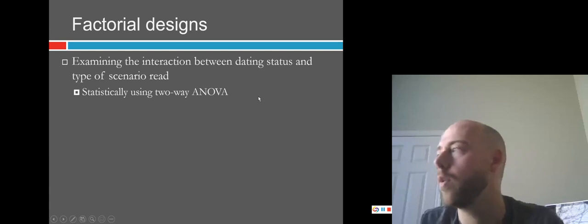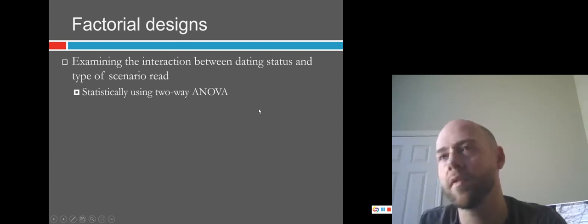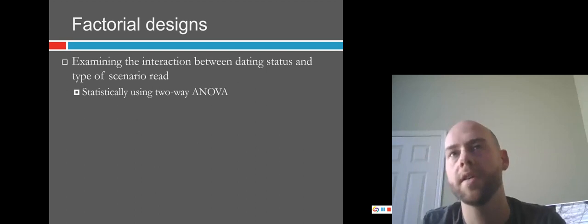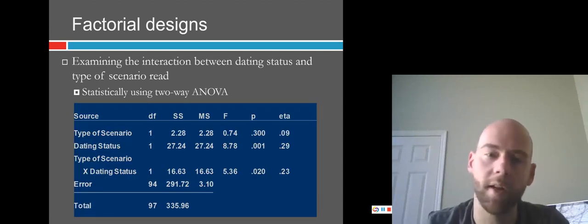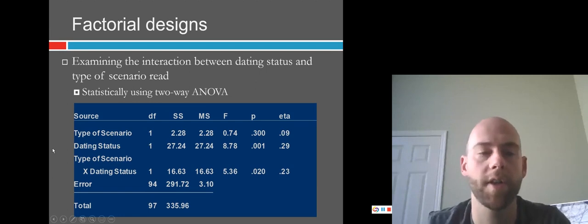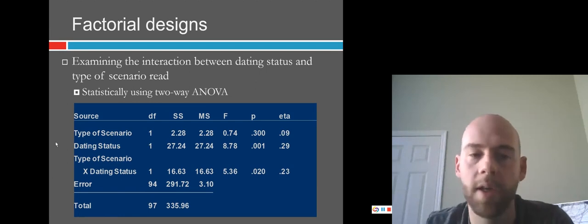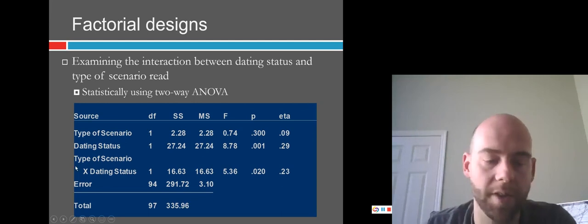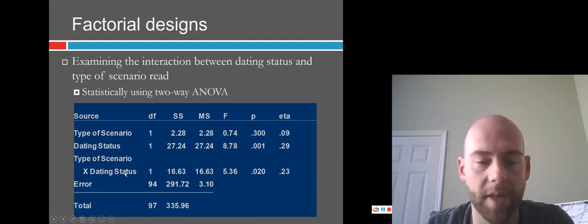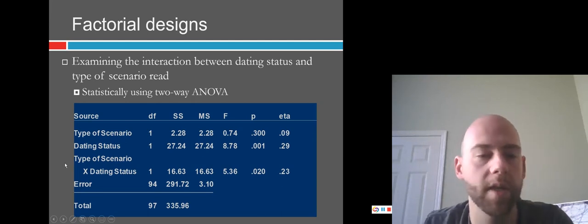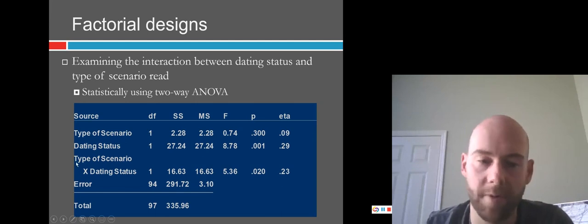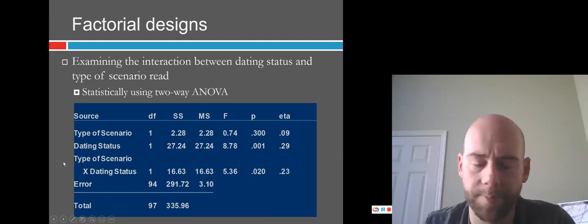To do a two-way ANOVA with an interaction, you test the main effects for both of those independent variables and you test their interaction. And if you were to run this type of ANOVA on that study, this is the type of output you would get. You'd have a row for your first independent variable, type of scenario, you'd have a row for your second independent variable, in this case dating status, and you'd have a row for an interaction. Now, you'll notice this interaction is typed out as type of scenario times dating status, or frequently people will say a type of scenario by dating status interaction. Both are reasonable ways to phrase this.